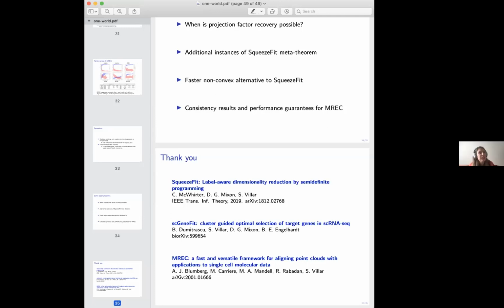Yeah, I think that naturally happens with this SqueezeFit definition. If the data has some variation in a direction, and the other data sets are not separated by that direction, then this minimization would actually collapse that. Okay.